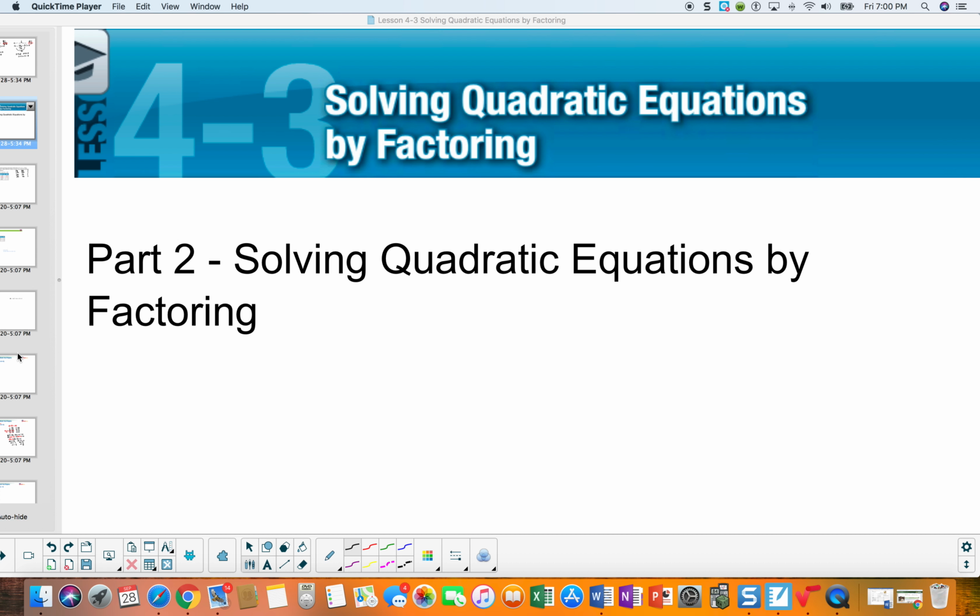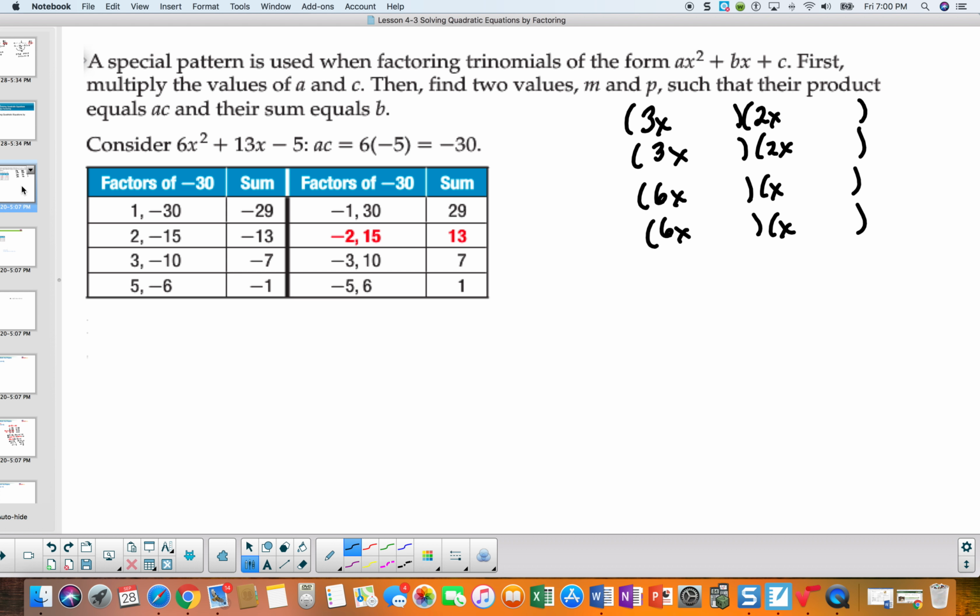4.3, Solving Quadratic Equations by Factoring, Part 2. Let's take a look at some factoring that's requiring a little bit more work, and the reason it's a little bit more work is we have a coefficient other than 1 for the x squared term. So we're trying to factor this.